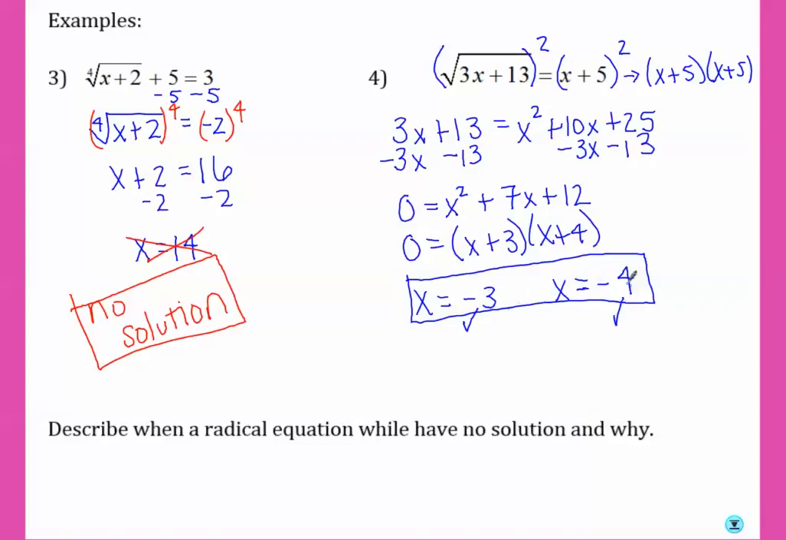And the reason they both worked is because when we plug them into this right-hand side, we got a positive number. Negative 3 plus 5 is positive 2, and negative 4 plus 5 is positive 1.